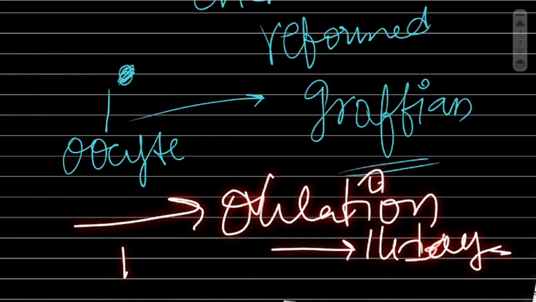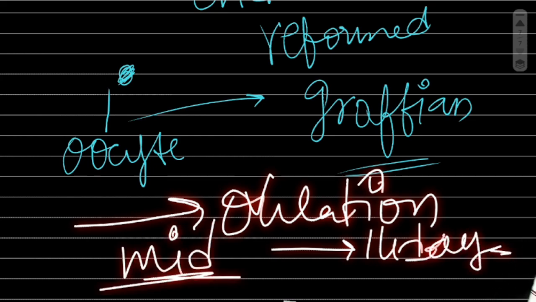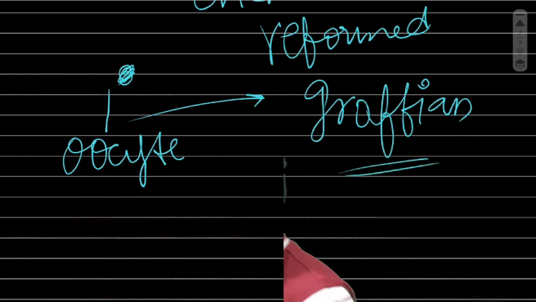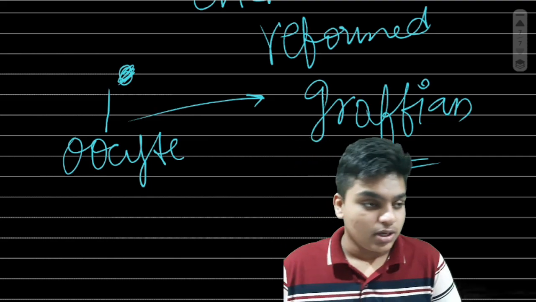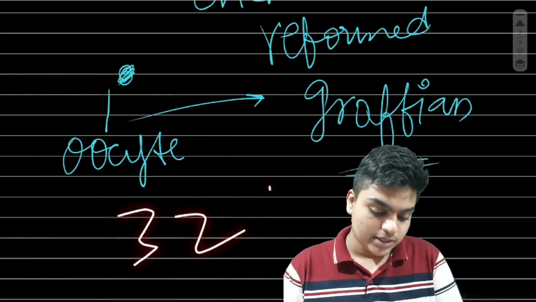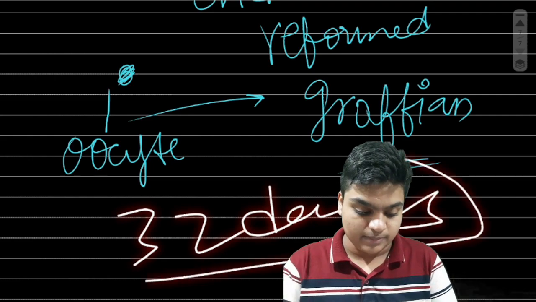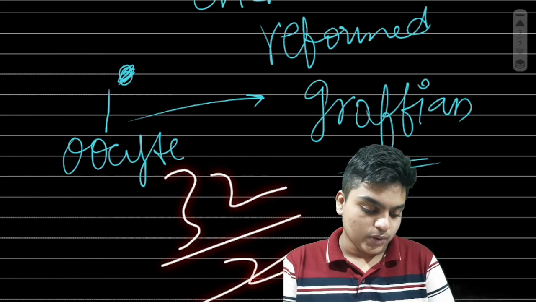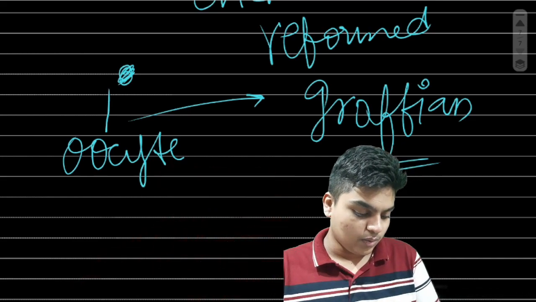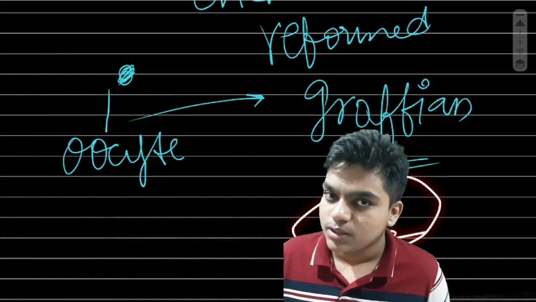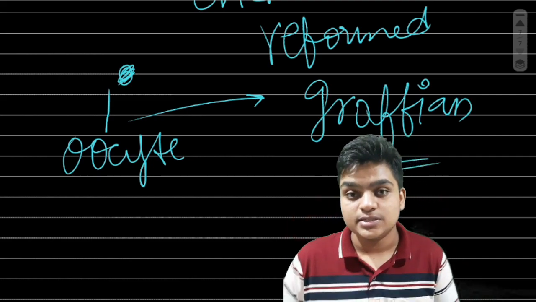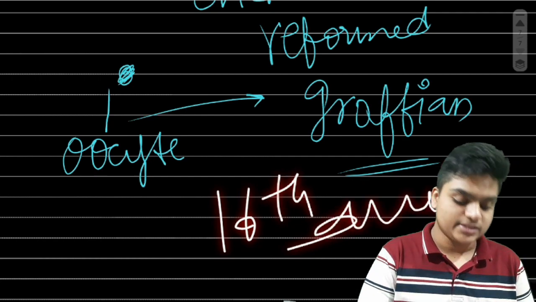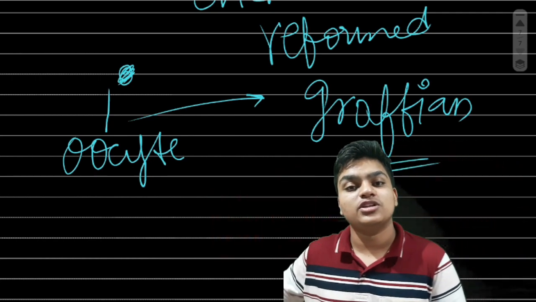Remember, this is the mid of the cycle. Now tell me, if the menstrual cycle has lasted for 32 days, then when might ovulation take place? Most probably 32 divided by 2, how much? 16. On the 16th day there will most probably be ovulation taking place.